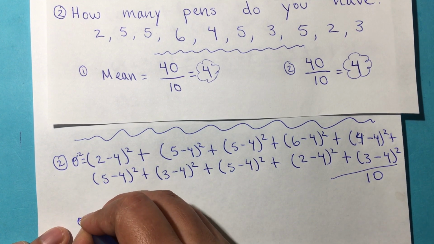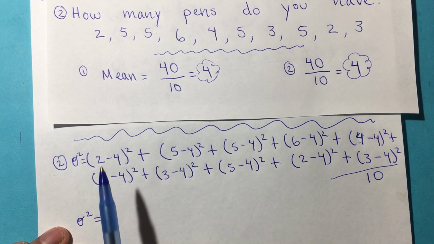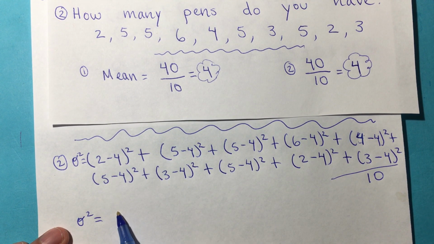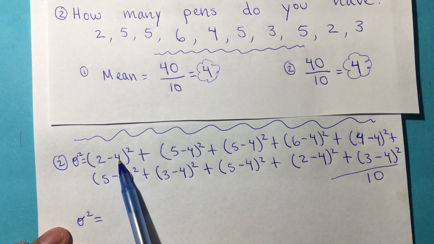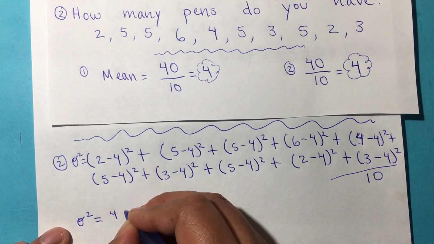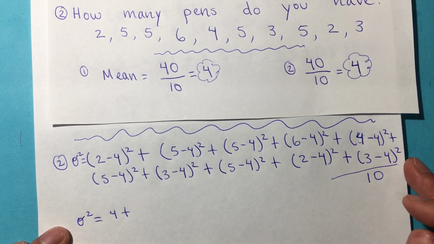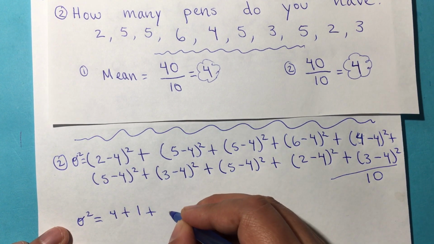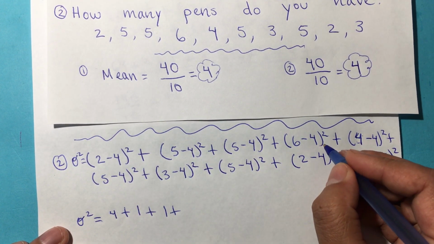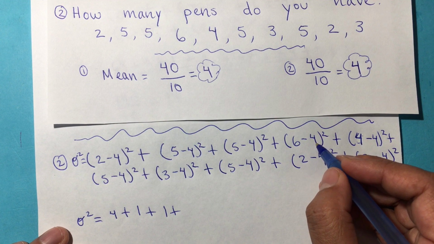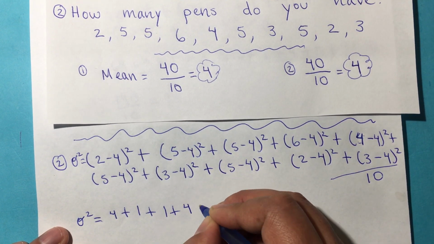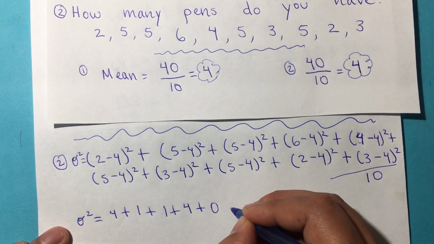Now for the next step, again, I'm going to subtract each one, square that, and write the number here. So 2 minus 4 is negative 2. Negative 2 times negative 2 is positive 4. And so now do the rest, okay? 6 minus 4 is 2. 2 squared, 2 times 2 is 4.